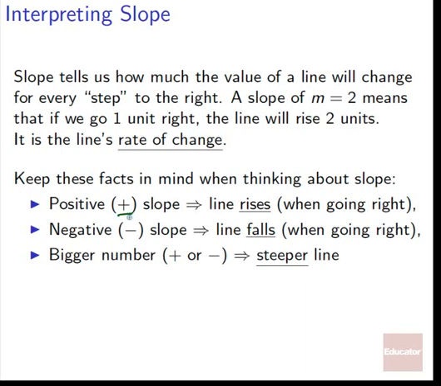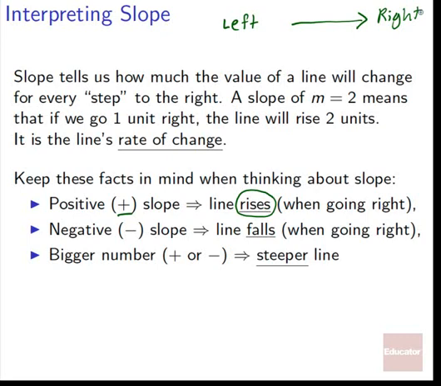Want to keep these facts in mind as we think about slope. If we've got a positive slope, it means that the line is rising, and we're always thinking about it as we go from left to right. That's how we're always reading how our slope works. It's always what happens as we go from left to right. So positive slope means we rise as we go to the right. A negative slope means that we fall when we go to the right, right? We either go up because it's positive or we go down because it's negative.